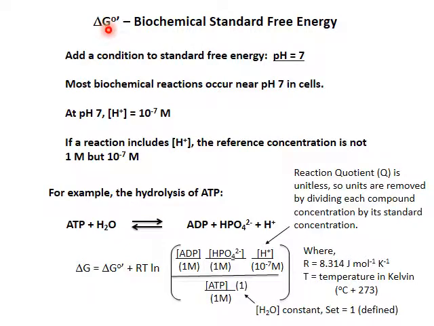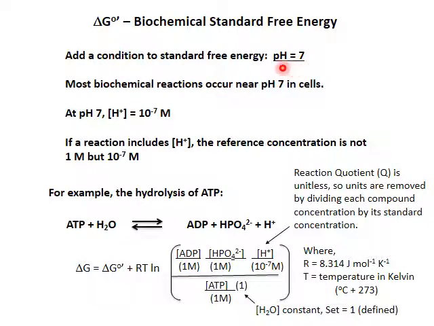In biochemistry, we add another condition, and that is the pH. pH is important. That will affect delta G. So our standard condition in biochemistry is pH 7. So you'll see delta G naught prime, or delta G 0 prime, as the standard biochemical free energy. Recall that physiological pH is around 7, 7.4. So this is our standard pH of 7.